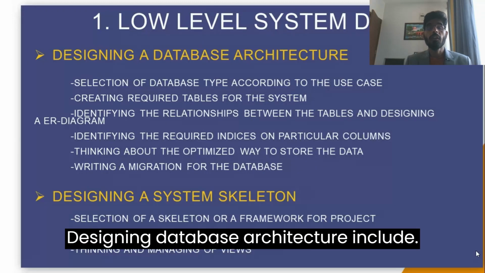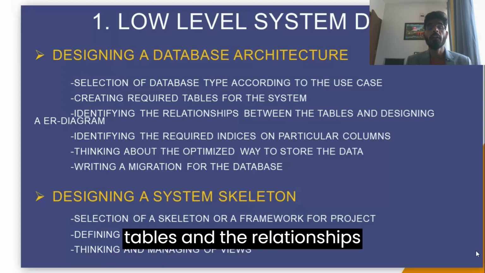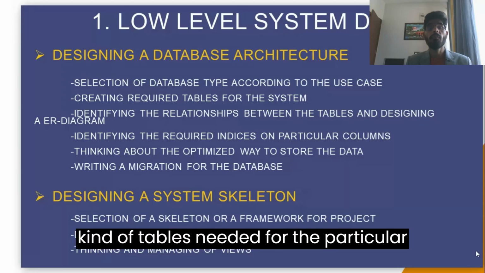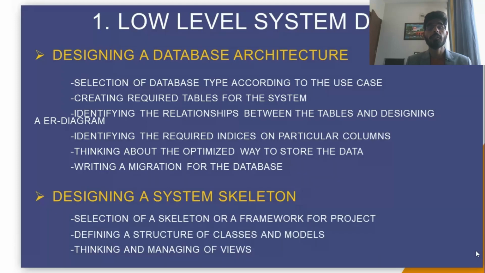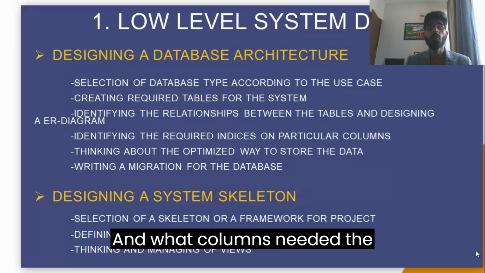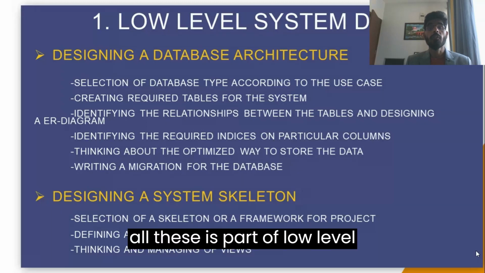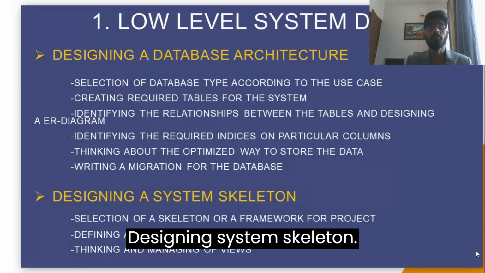Designing database architecture includes designing the database of the system, which includes all the tables and the relationships between the tables. What kind of tables are needed for the particular system, what the relationships between the tables are, and what columns and indices are needed, all of this is part of low level system design. The second is designing the system skeleton.